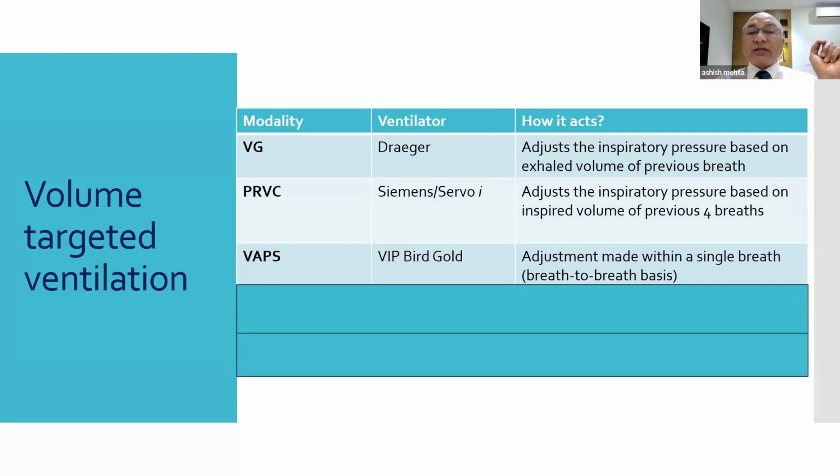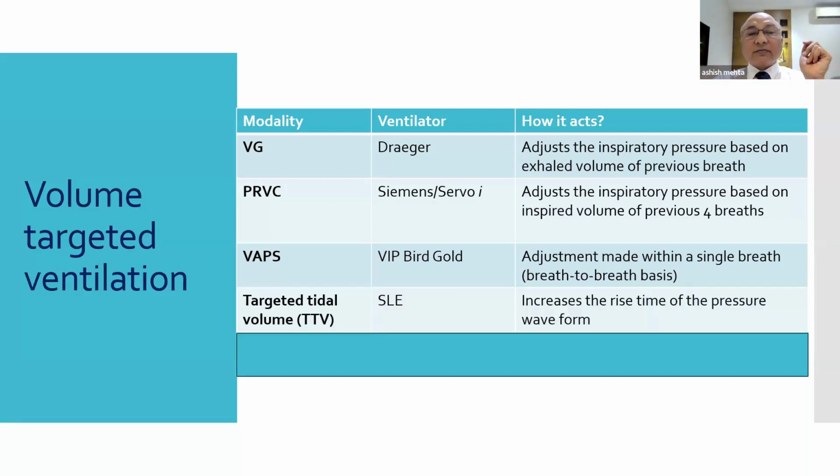It is a breath to breath, as I told you. VAPS is the one where the adjustment happens within a single breath. It doesn't happen in subsequent breaths like VG or PRVC. VAPS is the one where the volume adjustment, the pressure adjustment, will happen within the breath.